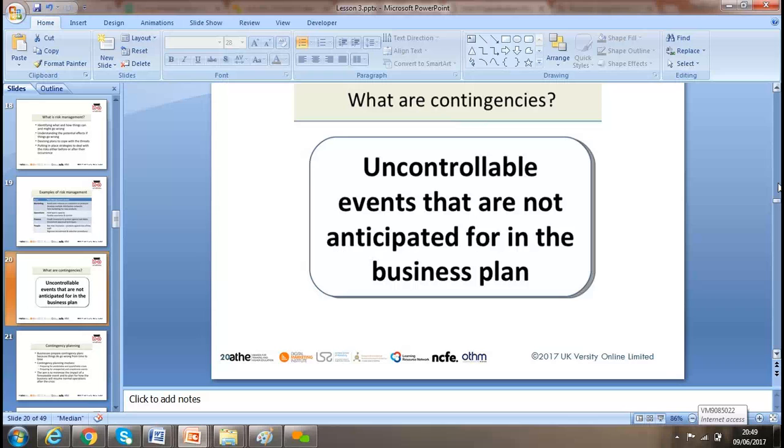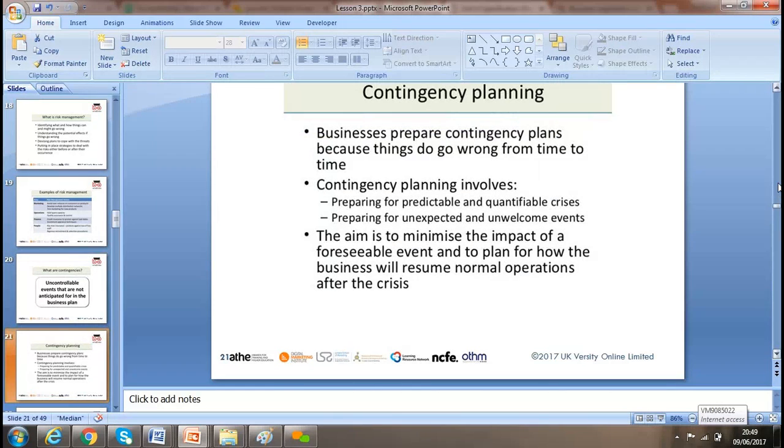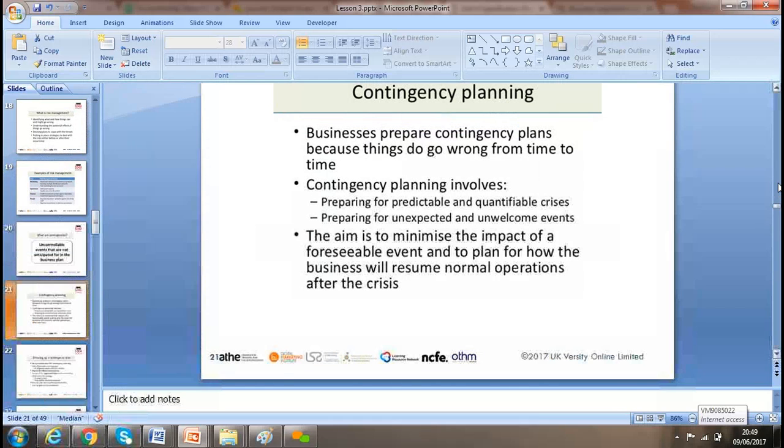Contingency: uncontrollable events that are not anticipated in the business plan. Contingency planning. Okay, next we're looking at the business preparing the contingency, because if anything goes wrong, at least we have a contingency. Any example of contingency planning?